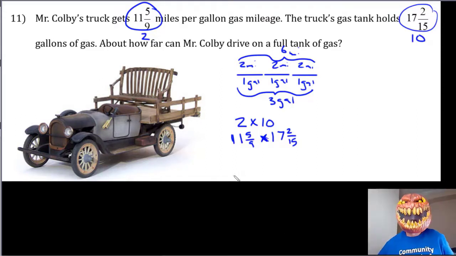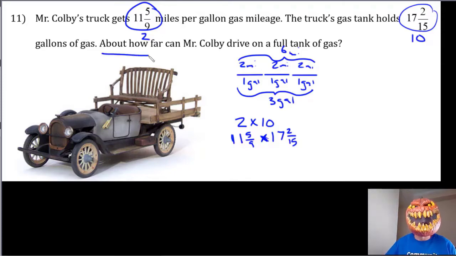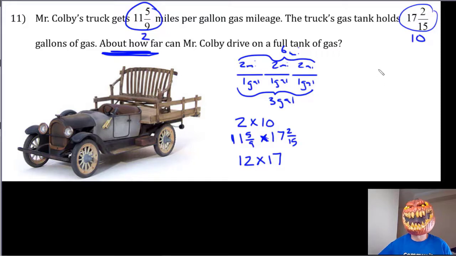Okay, so now that we know it's multiplication, we see that we can estimate because it says about how far. And so I can round these mixed numbers to the nearest whole. 5/9 is a little more than half because 4 1/2 is half of 9. And so we can round 11 5/9 to 12. And 2/15 is obviously much closer to 0 than it is to 1, so we can round this other factor to 17. It's closer to 17 wholes than 18 wholes.